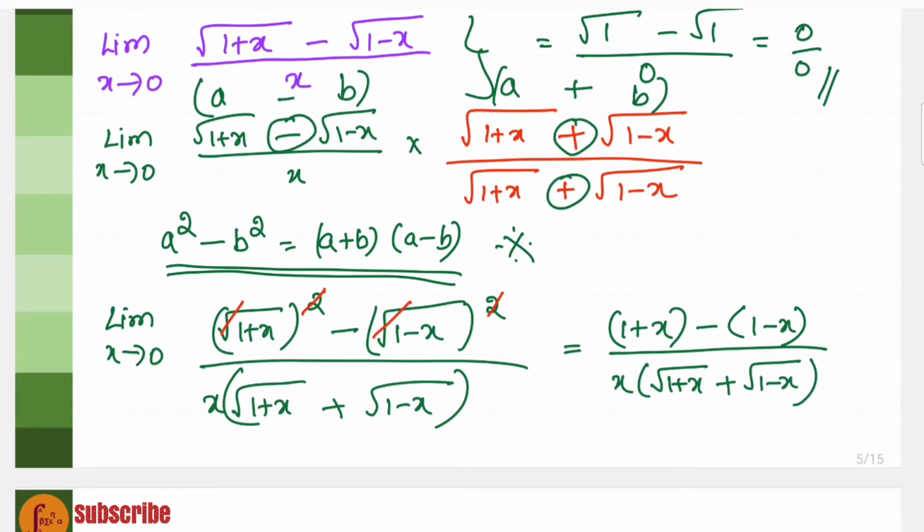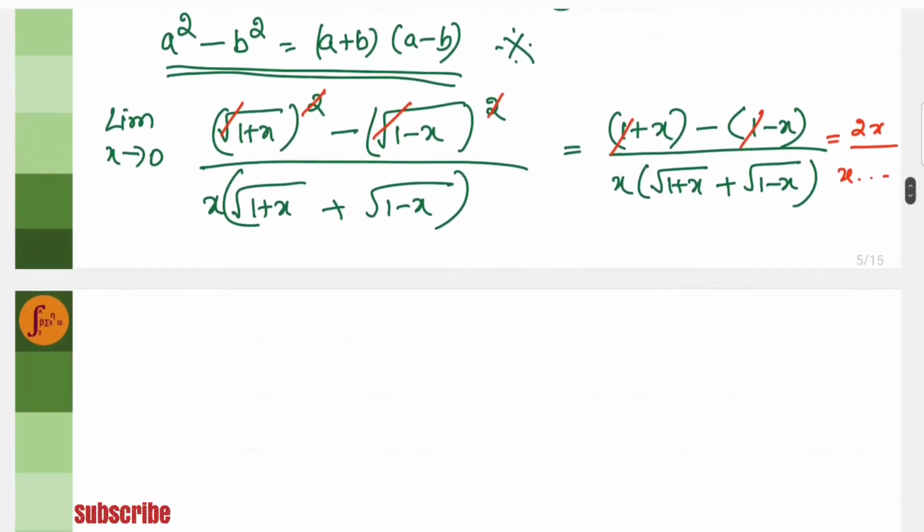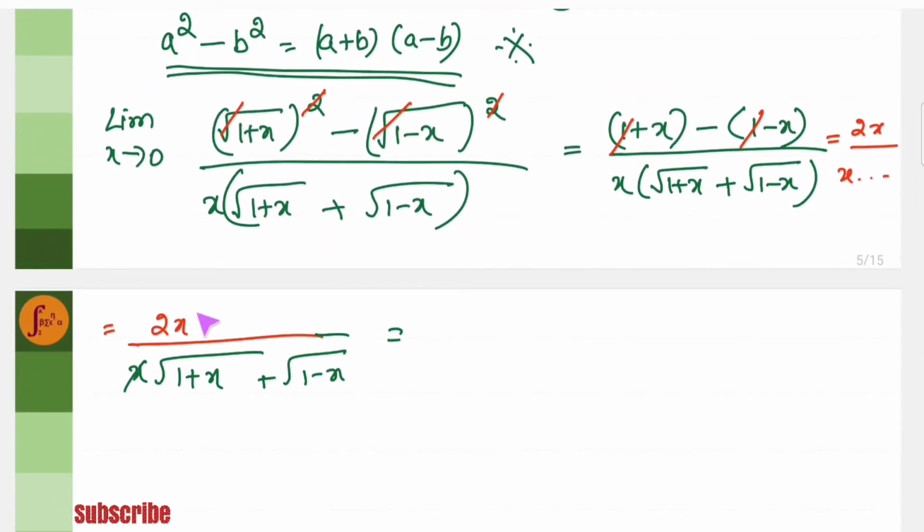So here 1 and 1 is going to get cancelled. We are left with x minus of minus x, which is 2x. So we get 2x by the same denominator here, right? x into whatever. Now further solving this, we will cancel x and x. So we will be left with 2 by root of 1 plus x plus root of 1 minus x.